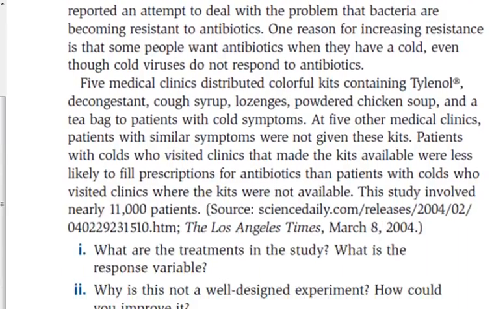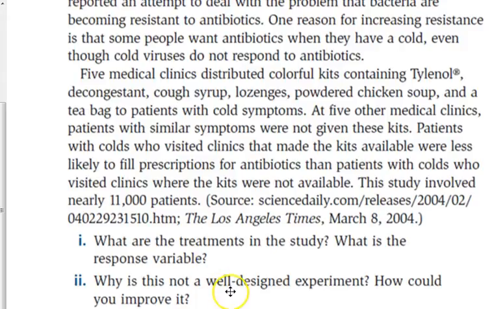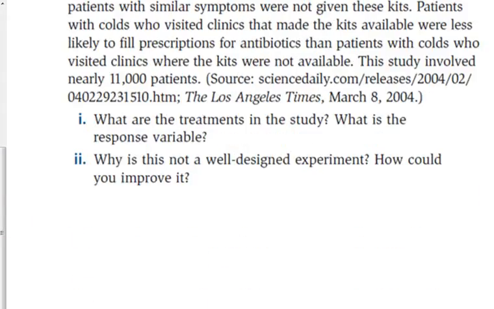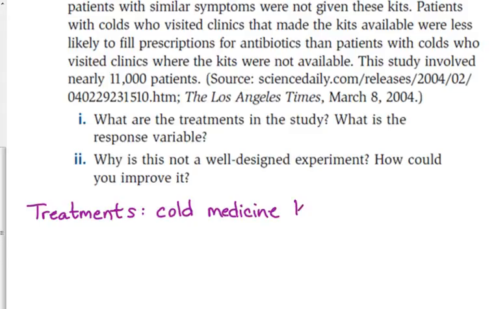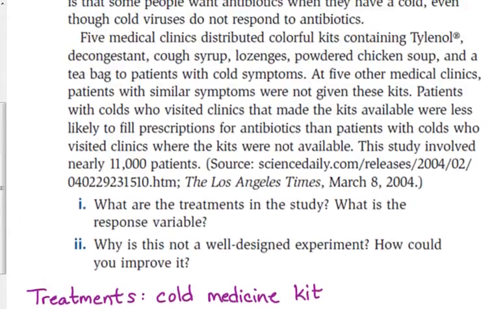So, what are the treatments here in this study? What treatments are we talking about? What are the treatments? Yes. Okay, the kits. Okay, the cold medicine kit. They're not being given antibiotics. They're given a cold medicine kit. Well, they're also given a prescription for antibiotics. But they're given a cold medicine kit or not.